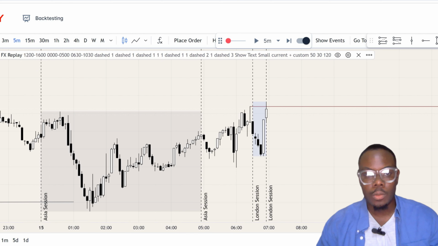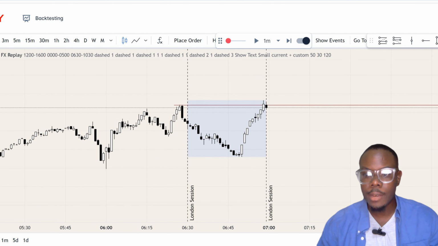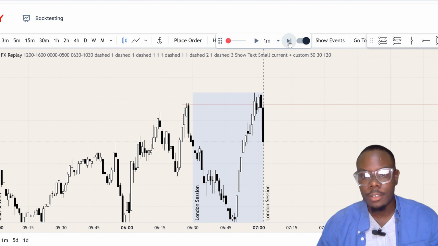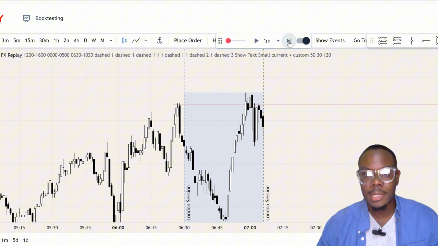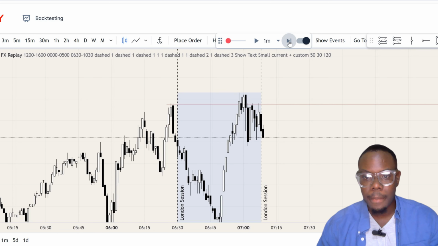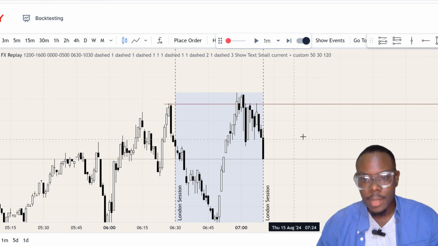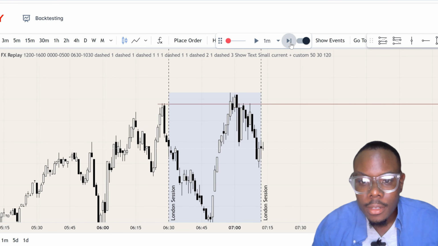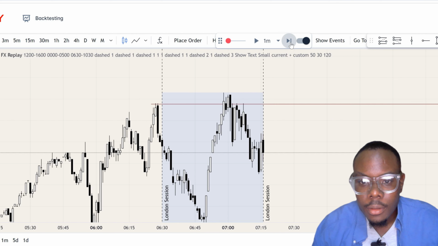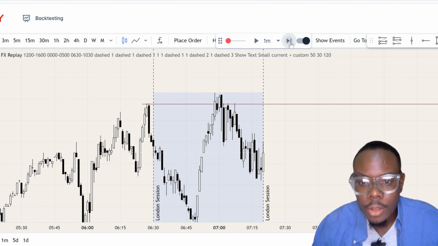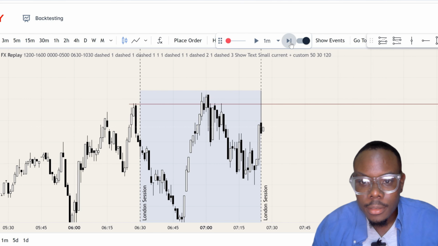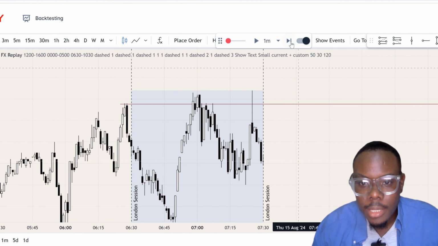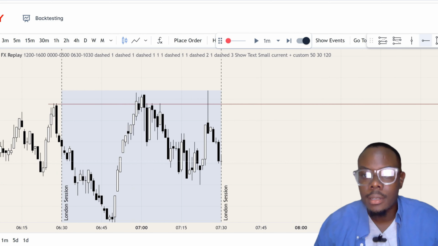Okay, so we swept the high, we scale down to the 1 minute, and we're looking for the formation of a fair value gap that indicates displacement. All right? Right, and we have that. Okay, we don't have that yet. Not yet. Not yet. What? Yeah, okay. I like this.